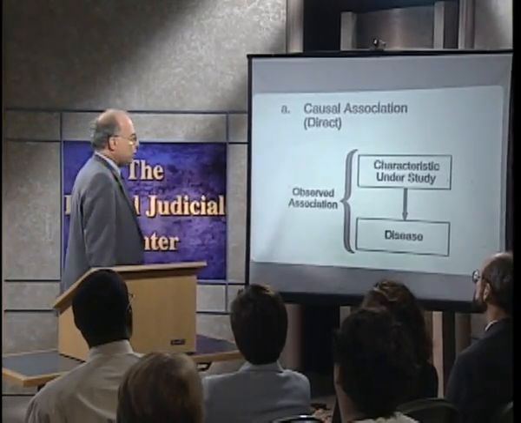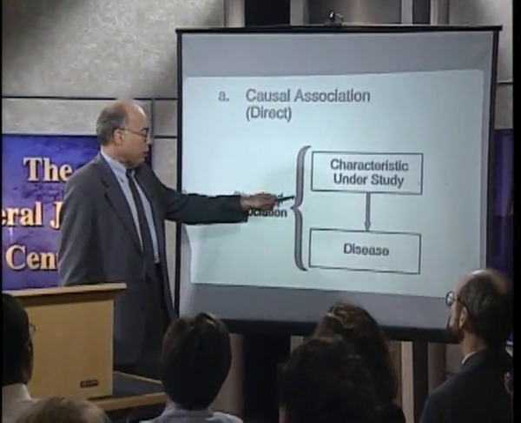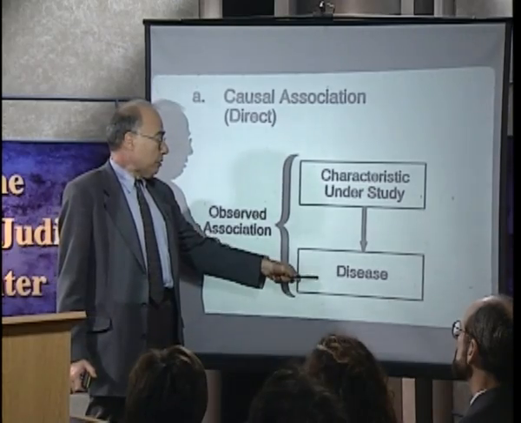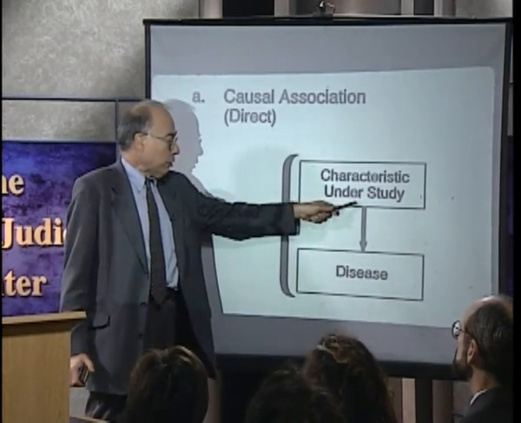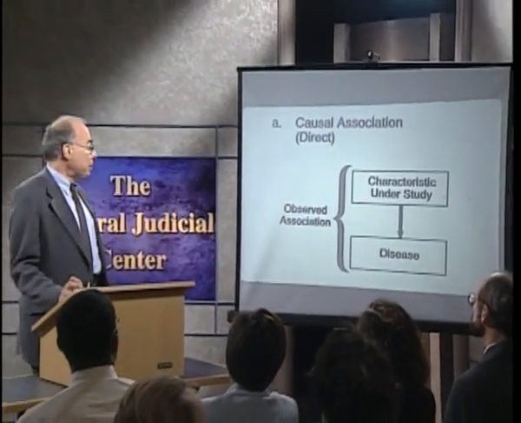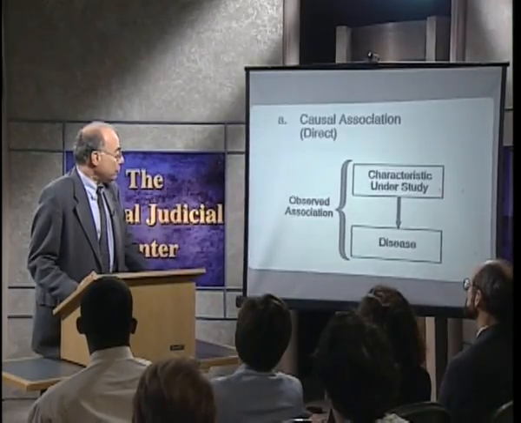This diagram shows us a causal association. We observe an association between a certain characteristic or an exposure and a disease, and the characteristic or the exposure causes that disease. This is a causal relationship, and causation here is indicated by the arrow connecting the two boxes.